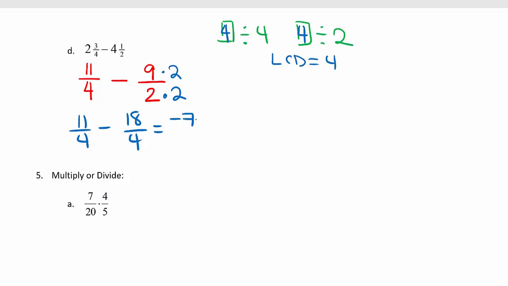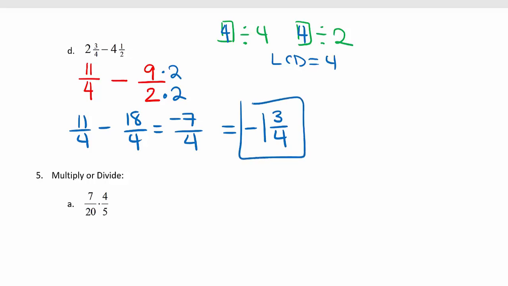I get -7/4. And to finish, if you have a problem that starts with mixed numbers, I would like you to give your answer as a mixed number. So 4 goes into 7 only one time, and it's negative, with 3 left over, so it would be -1 3/4.